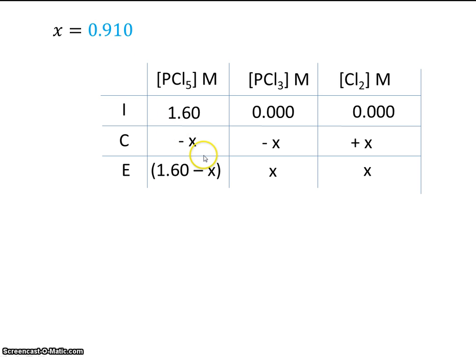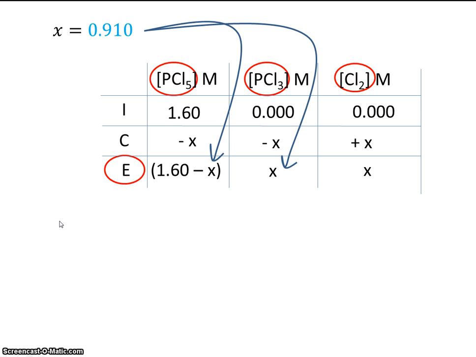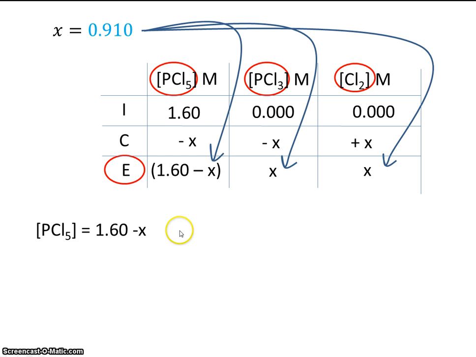So we want to know how much we have at equilibrium. That's our goal. So at equilibrium, let's plug in the x value for those three x's. And that should tell us the equilibrium concentration. For PCl5, the equilibrium concentration is equal to 1.6 minus x, and we established that it should be 1.6 minus this value. This was the x we solved for using the quadratic equation. So ultimately, our concentration of PCl5 at equilibrium is 0.69 molar.